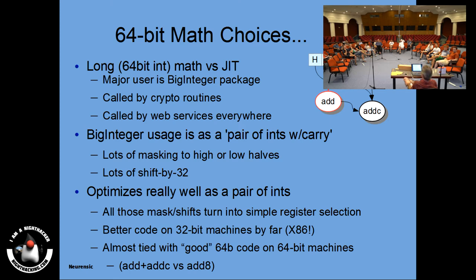Then along came Spark with 64-bit long, and everyone yelled and screamed, you can't do add with carry, which is fully supported on Spark. You had to do the 64-bit math. So we dropped the add with carry support, because it was complicated and hard to do the carry thing, and just went with 64-bit math.